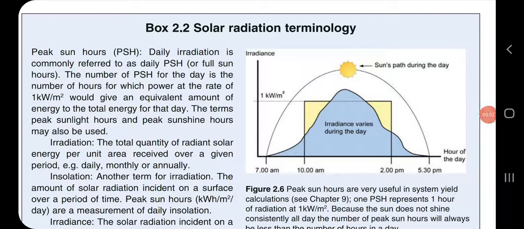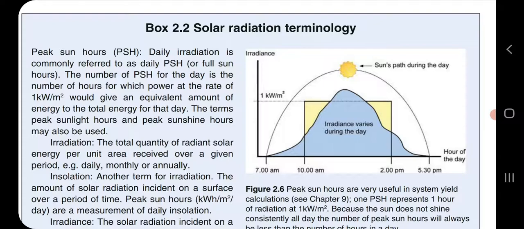Let us study some terminologies. For example, this one, peak sun hour. It is a daily radiation, commonly referred to as PSH, full radiation. It is the number of sun hours in a day during which radiation falls on a particular area at the rated 1 kilowatt hour per meter square. This is known as a peak sun hour.